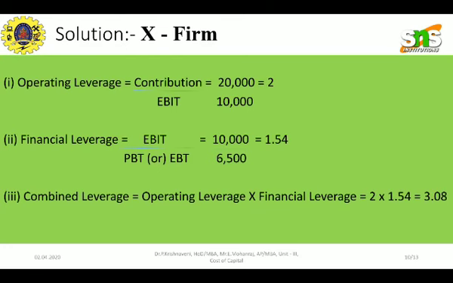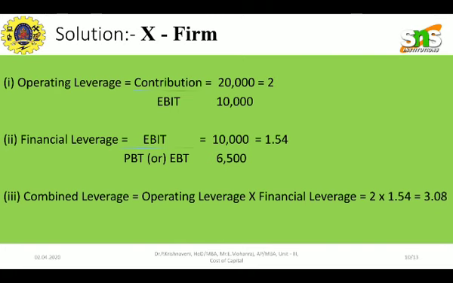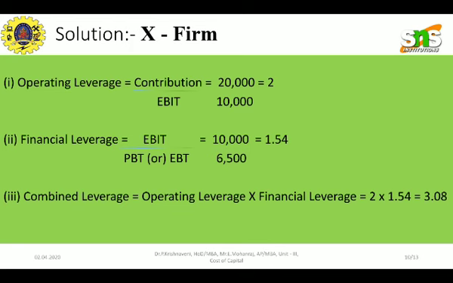Then the solution. We can calculate it for X firm, Y firm and Z firm, one by one. First, let's go for the X firm. Operating leverage, we already know the formula: contribution divided by EBIT, earning before interest and tax. The contribution for X is 20,000 and EBIT for X is 10,000. Then 20,000 divided by 10,000, you get the value 2.